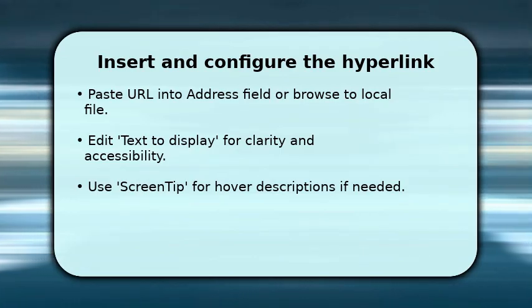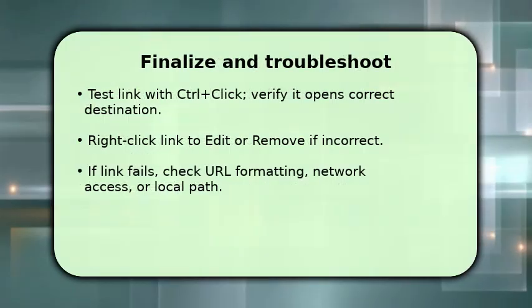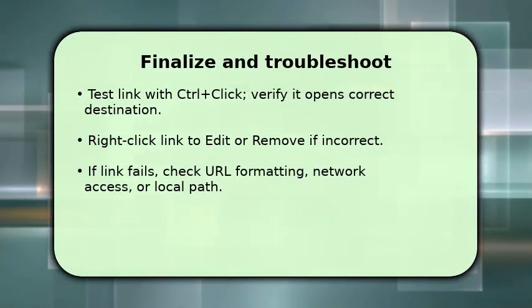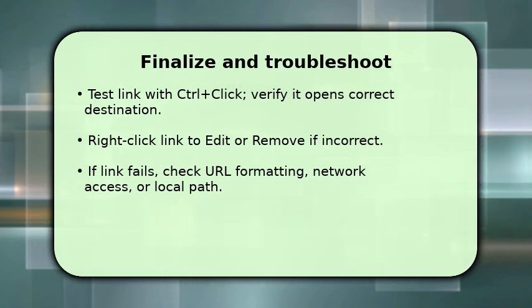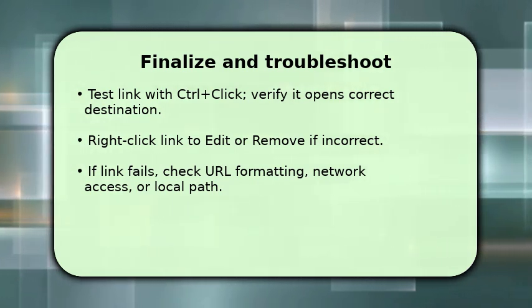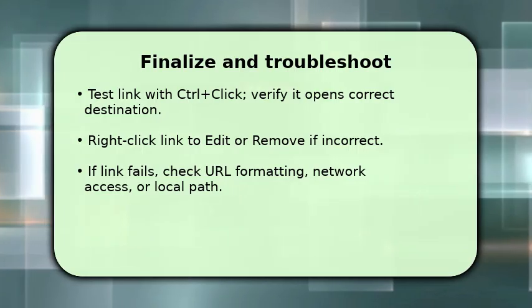You finish by testing the link. Hold Ctrl and click to open it, confirming it goes to the expected page or file. If it doesn't, right-click the hyperlink and choose Edit Hyperlink to correct the address or text to display. Remove and recreate the link if problems persist.